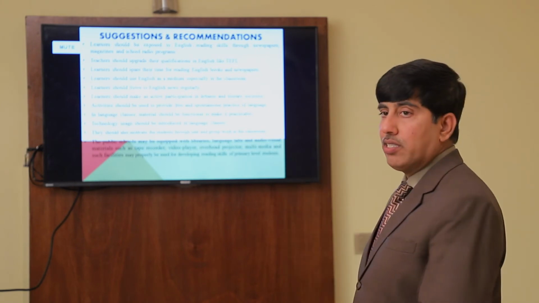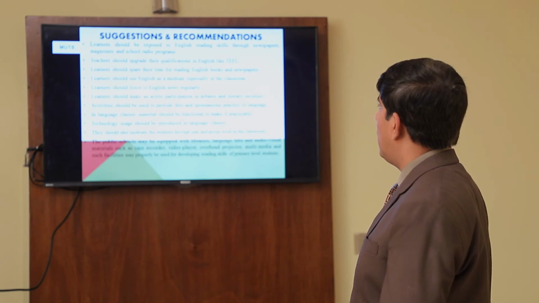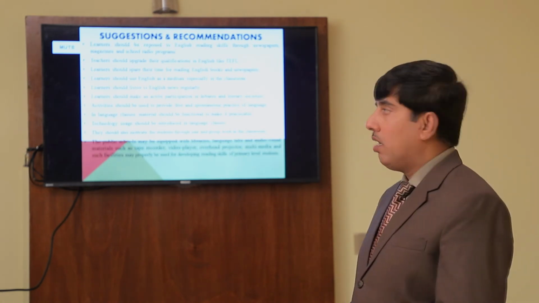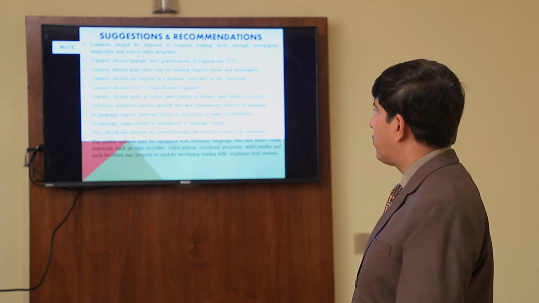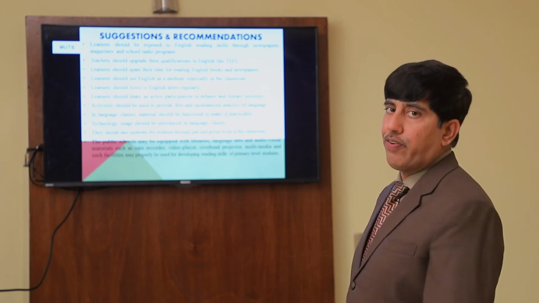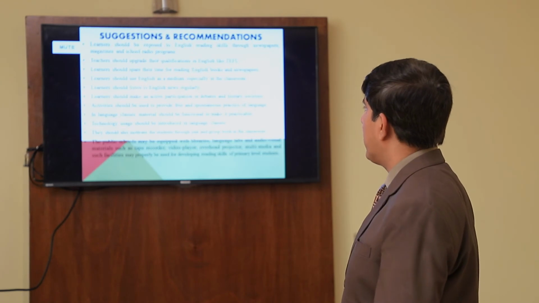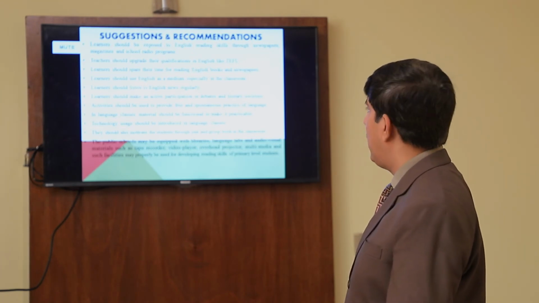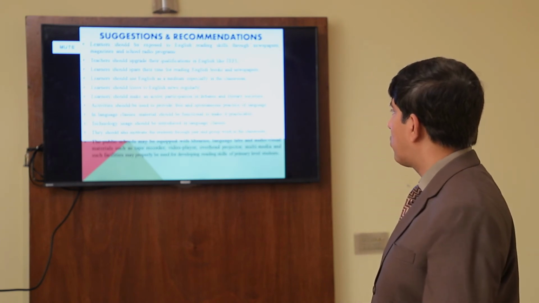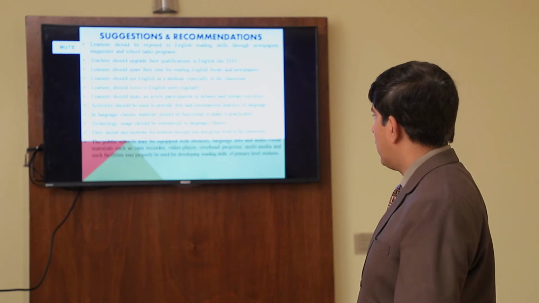These are some suggestions and recommendations. Learners should be exposed to English reading skills through newspapers, magazines, and school radio programs. Teachers should upgrade their qualification in English, like TEFL. Learners should spare their time for reading English books and newspapers as well, and learners should use English as a medium, especially in the classroom context, and learners should listen to English news regularly.